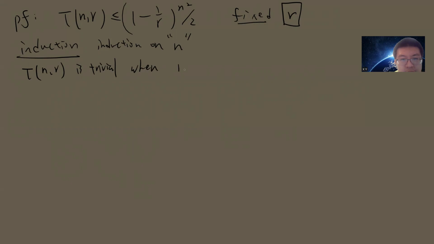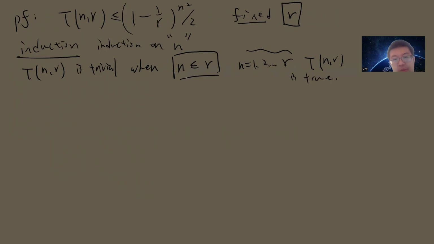It's trivially true when n is less than or equal to r. The reason is that if you only have r vertices, then there's no way you have a K_{r+1}, because a K_{r+1} subgraph needs r+1 vertices. So this is trivial. It means that for n from 1 up to r, this bound is true.